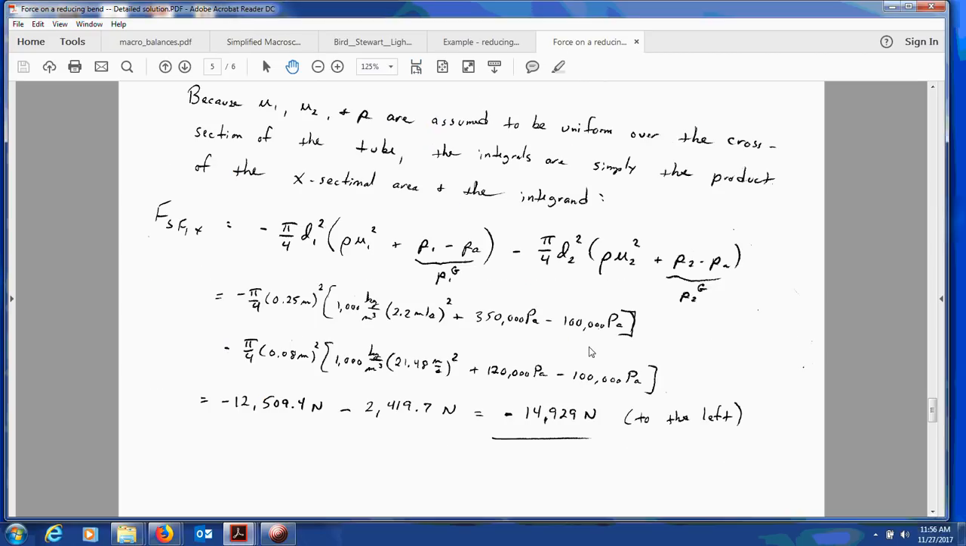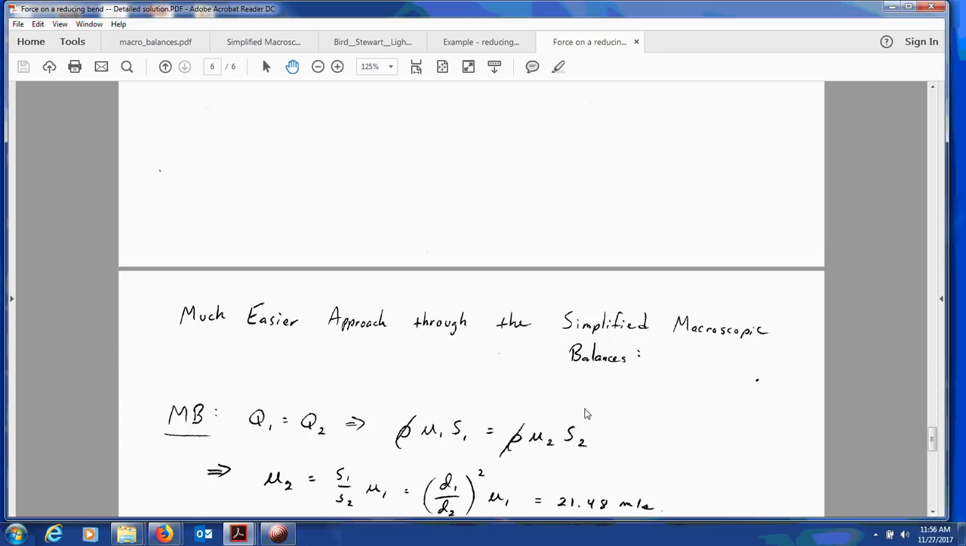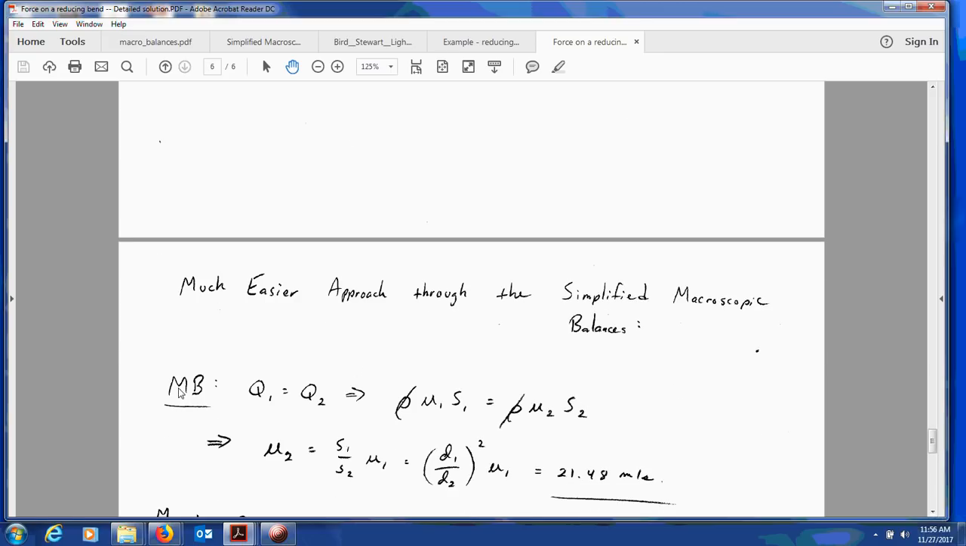So, we return to our notes, go to the next page, and say, okay, first step, let's use the macroscopic mass balance at steady state in simplified form. So the volumetric flow rate at 1 is equal to the volumetric flow rate at 2. That tells us that rho U1 S1 is equal to rho U2 S2. Densities cancel. U2 is S1 over S2 times U1, which is (D1 over D2) squared times U1, and we get the same 21.48 meters per second that we found by using the integral mass balance.